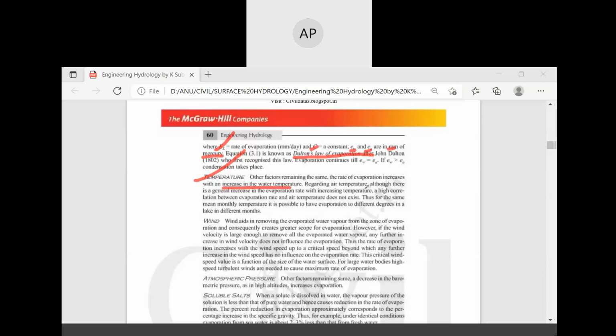Regarding the air temperature, although there is a general increase in the evaporation rate with increasing temperature, a high correlation between evaporation rate and air temperature does not exist. Thus, for the same mean monthly temperature, it is possible to have evaporation to different degrees in a lake in different months.